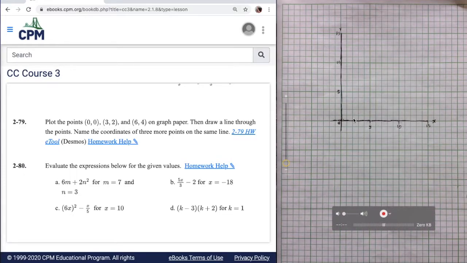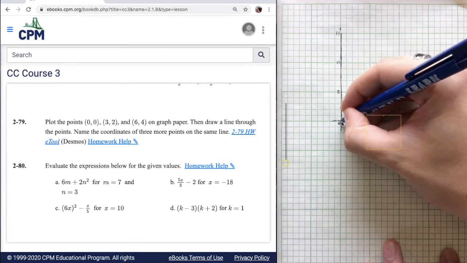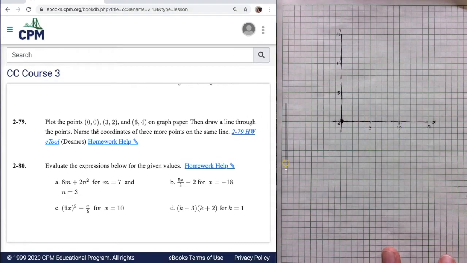Hopefully you can see that this is 5, 10, 15, one for each square. So plot 0, 0. That's going to be where both these lines are just at 0, which is going to be at the very beginning of the graph. So I'll put a big little circle there. So that will be the first point.